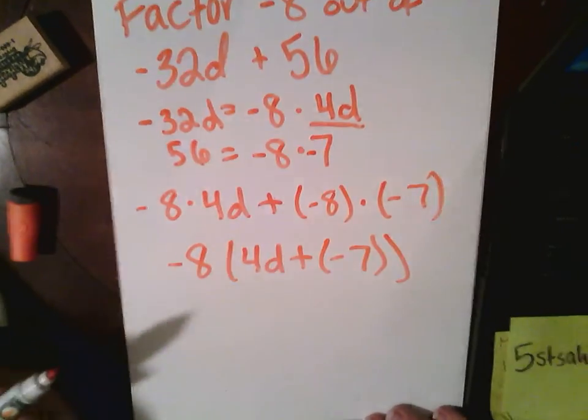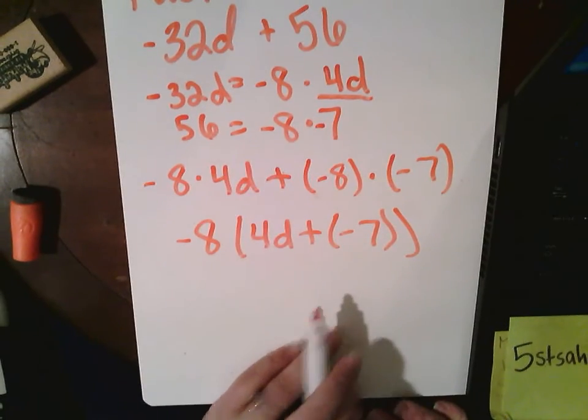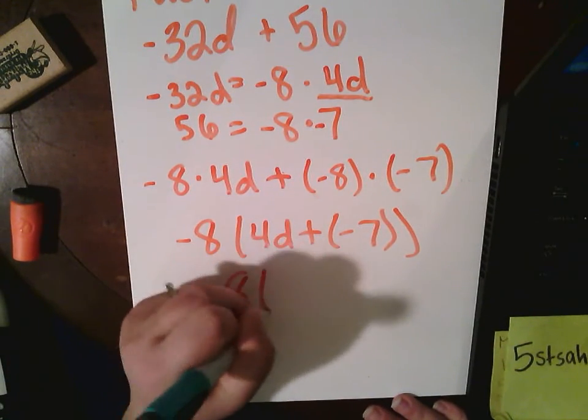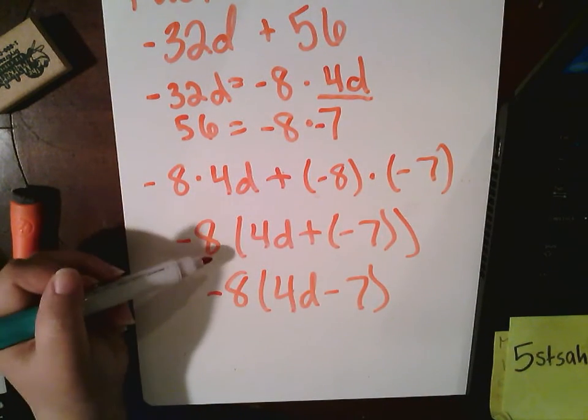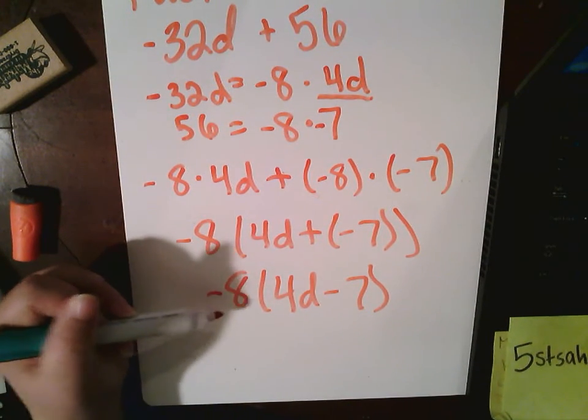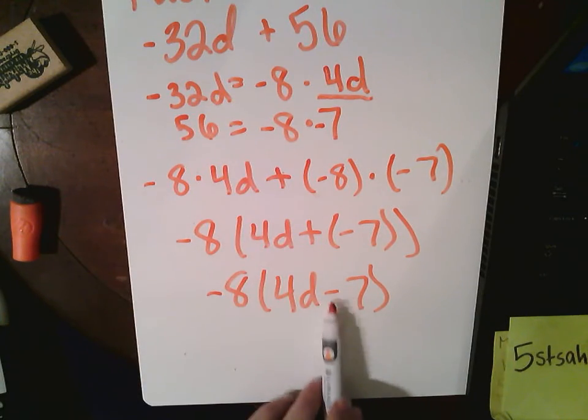And now rewrite it so that it is a little bit easier to read. We have negative 8 times 4d minus 7. But if you had written it like this, I'll accept it for now. But you should get in the habit of writing it as simplified as you can get it.